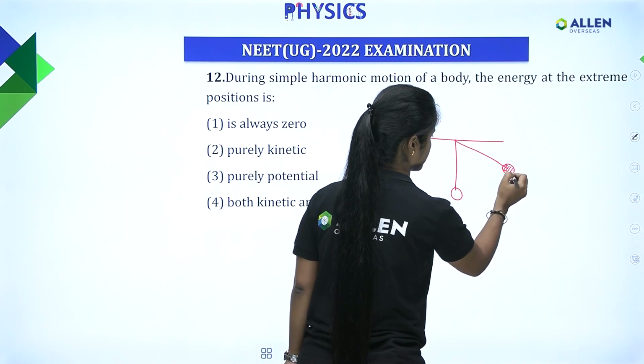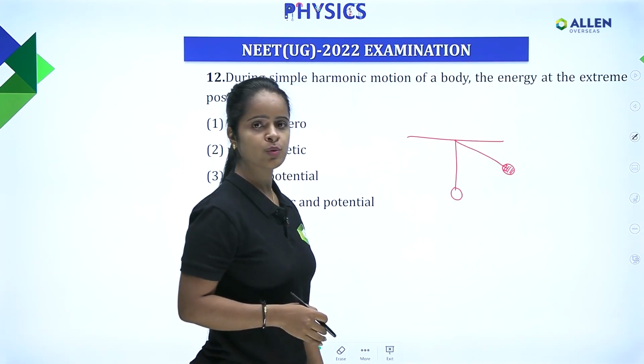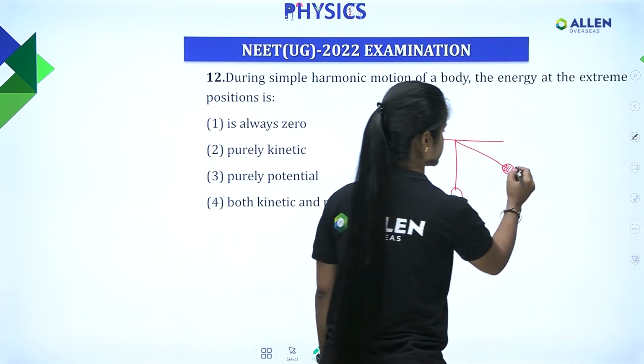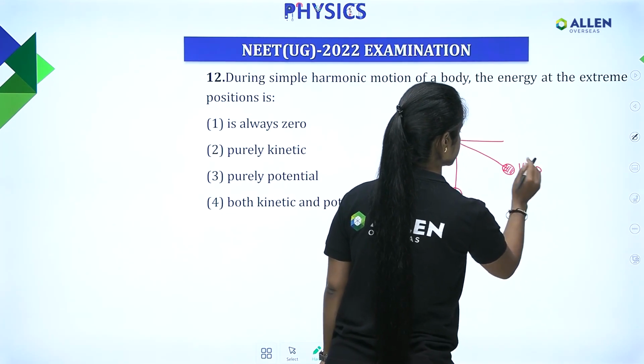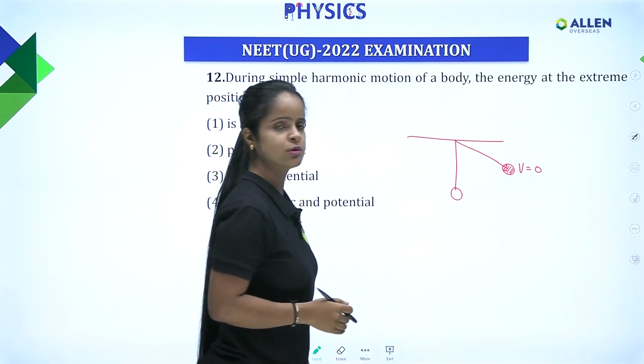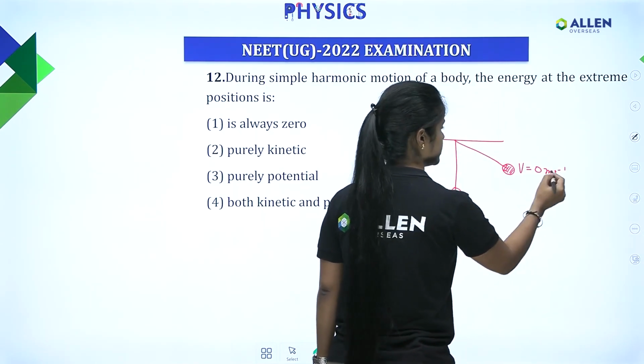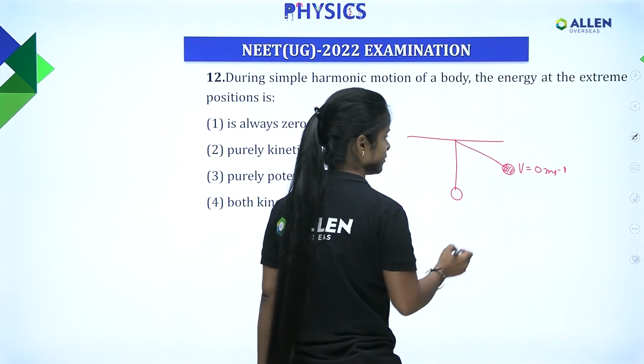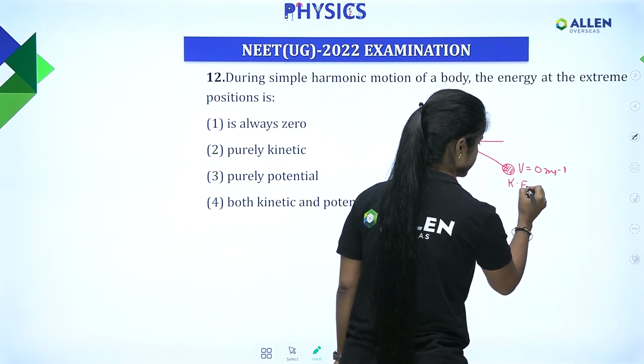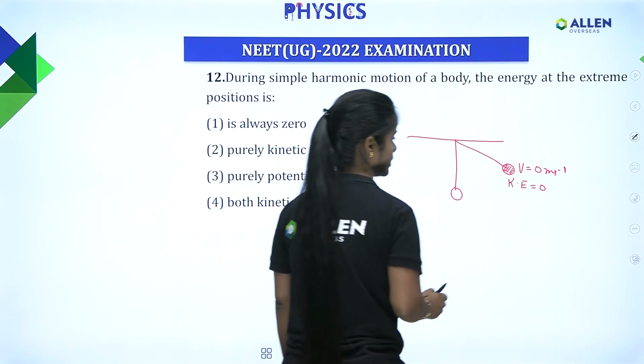At this position, let's call this the extreme position. How do we decide this is an extreme position? Because at this position, the velocity will become equal to 0 meter per second, right? So if velocity equals 0 meter per second, therefore definitely kinetic energy will be equal to 0, right?